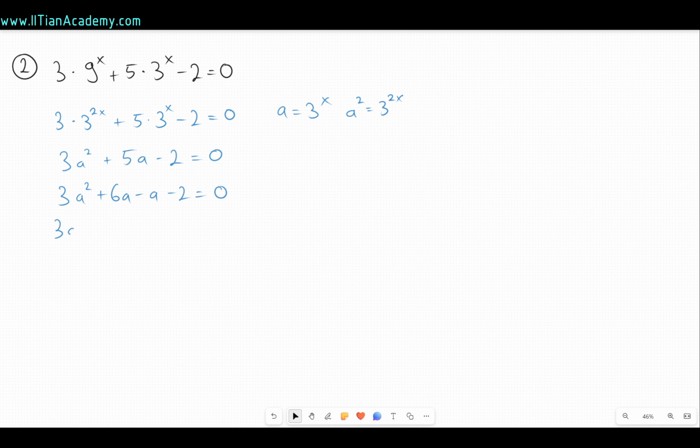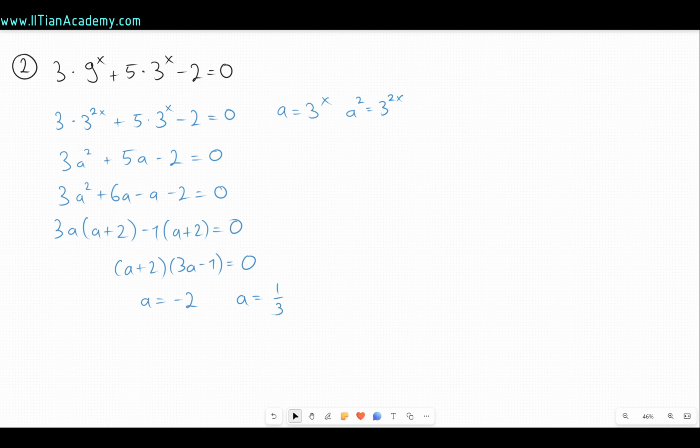So the first two terms we can factor out 3a, and we get a plus 2. And in the second one, we can also factor out a plus 2. And so we get a plus 2 times 3a minus 1 is equal to 0. So we get a is equal to minus 2, or we get a is equal to 1 over 3.